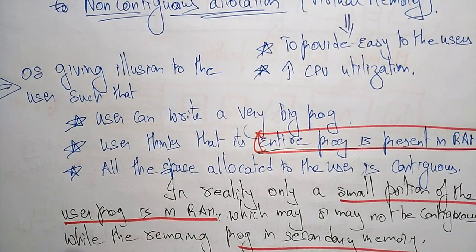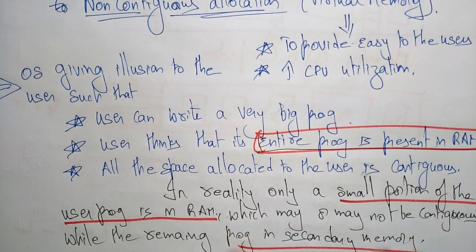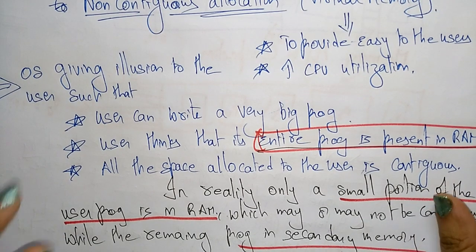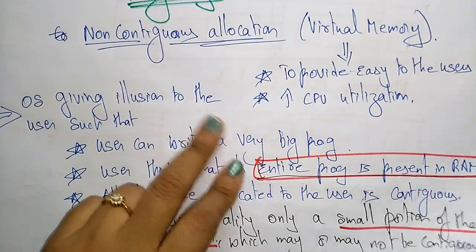So actually that is the concept. Only a small program is stored in RAM, and the remaining program is stored in secondary memory. But we thought that the entire program, whatever we are writing, is completely stored in RAM. So now coming to the concept of paging. What does paging mean, and why is virtual memory related to paging? Now let me write that.